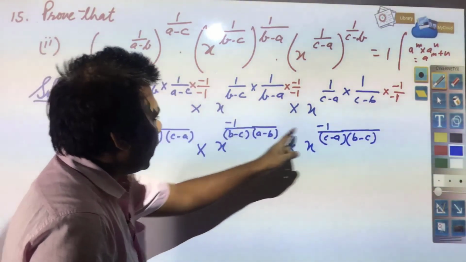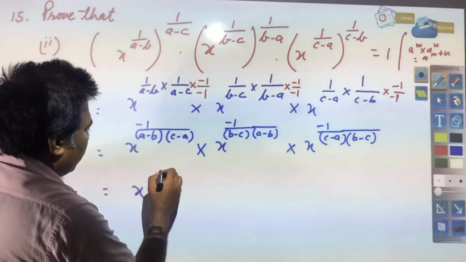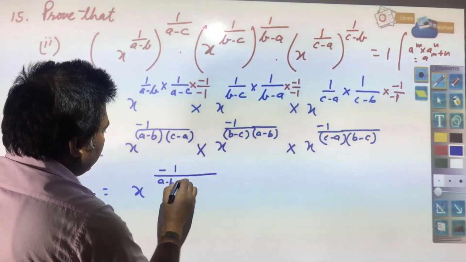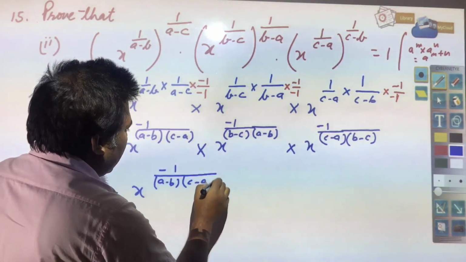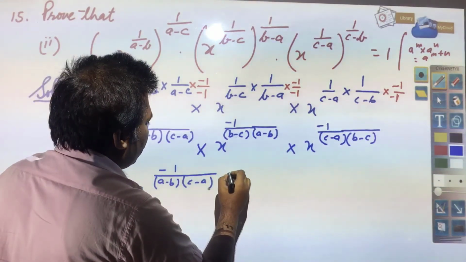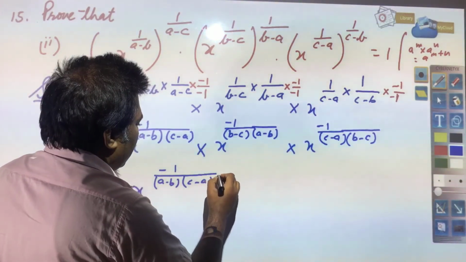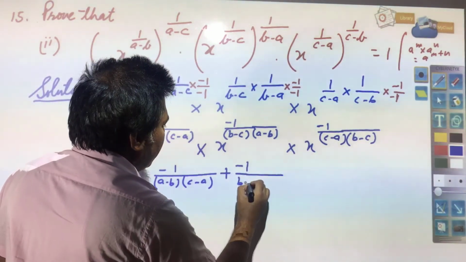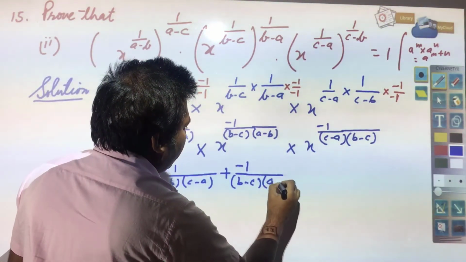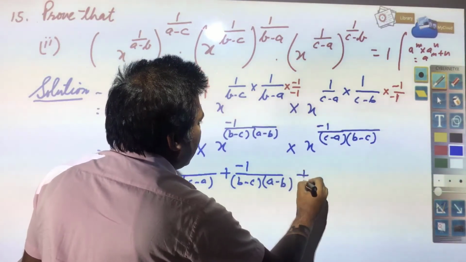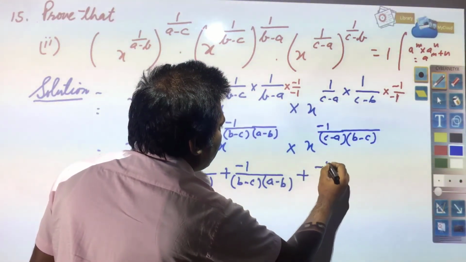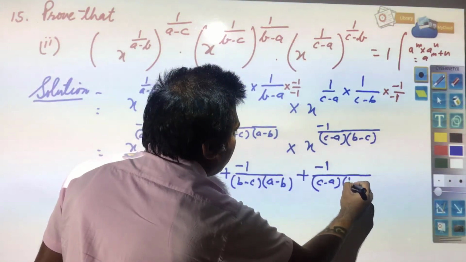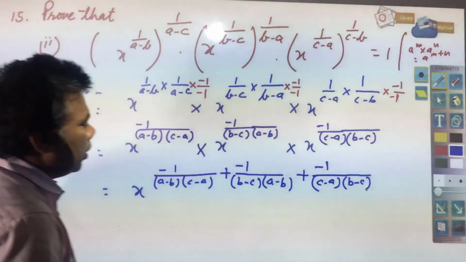So, this will be added together. So, minus 1 divided by (a minus b) into (c minus a), plus 1 by (b minus c) into (a minus b), and plus 1 minus 1 by (c minus a) and (b minus c).